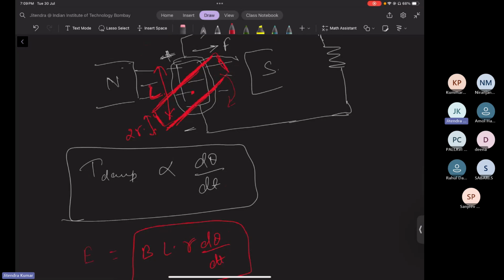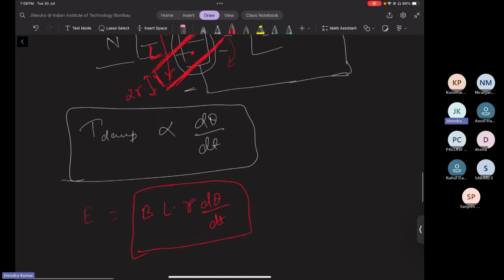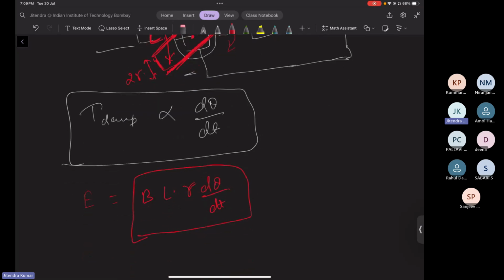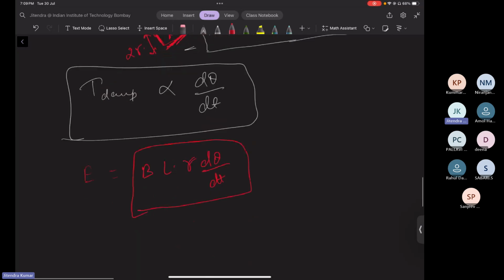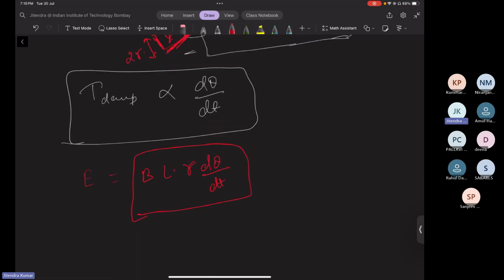L into R d theta by dt. So the final equation of EMF per conductor is nothing but V into L into R d theta by dt. Okay, what is R d theta by dt? I guess you might have some doubt. What is R d theta by dt?